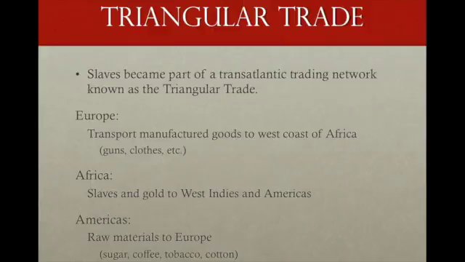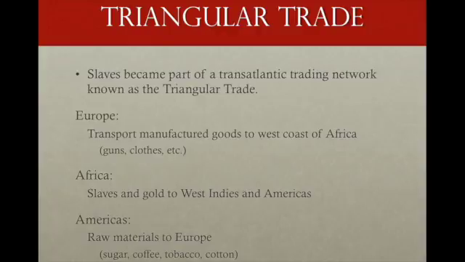So this all starts something known as triangular trade. Slaves become part of this transatlantic trading network known as triangular trade. From Europe, they transport manufactured goods to the west coast of Africa, right? Specifically guns, clothes, maybe some rum, things like that. In Africa, they sell those guns and clothes, and they pick up gold as well as slaves, and they take that to the West Indies and the Americas.